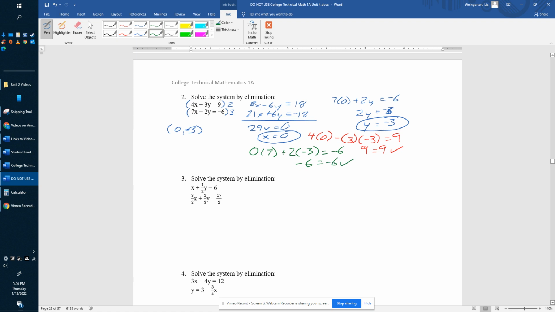See, I feel like these ones go a lot faster than the substitution ones, generally speaking. But again, it's completely up to you which way you want to go about these.